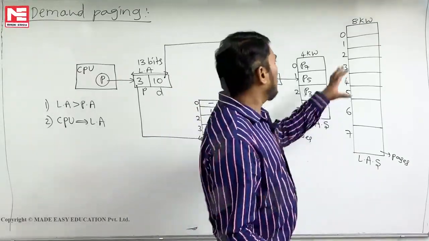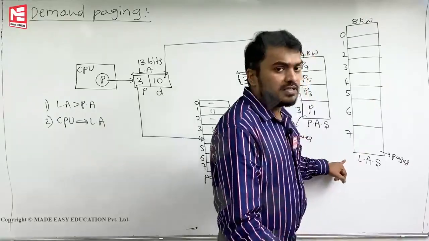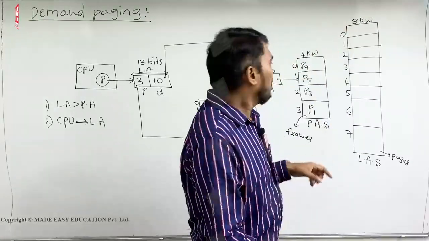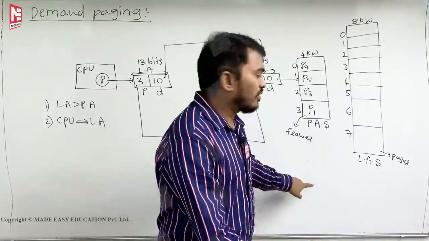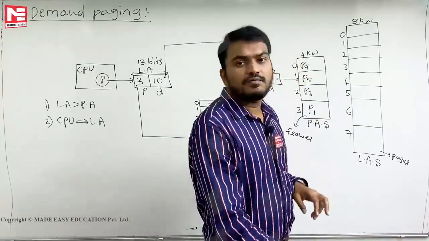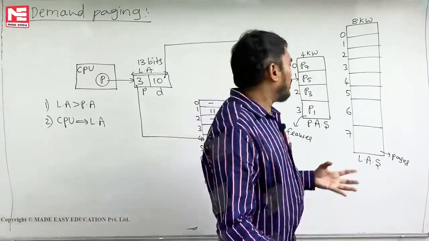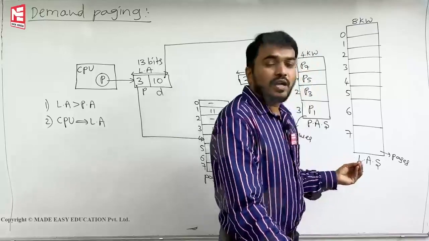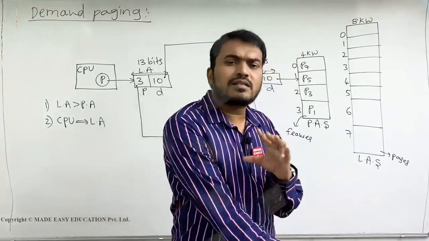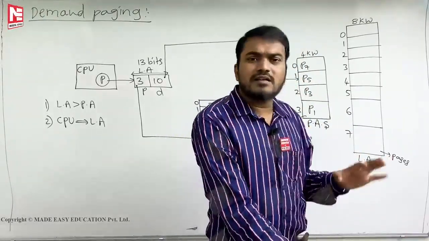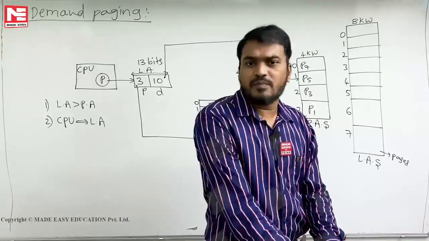Listen here. In the LAS, you have how many pages here? 8 pages. What is the size of LAS? 8 KB. In the PAS, you have how many frames? 4 frames. What is the size of PAS here? 4 KB. Now remember, in all the diagrams we write LAS, whatever we study in paging and all that.